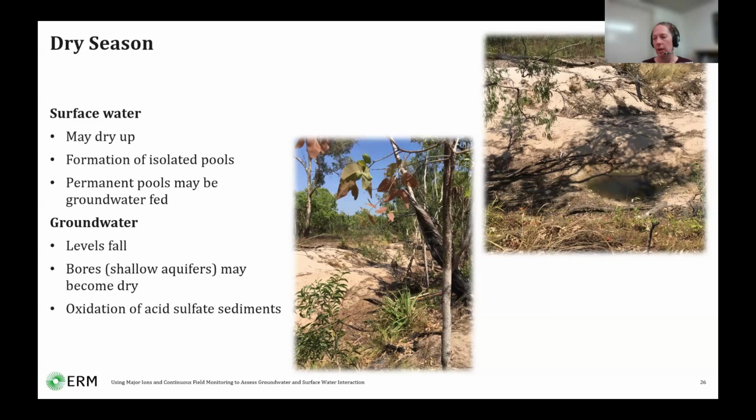And the lower groundwater elevations and the drying surface water features might result in oxidation of acid sulfate sediments, leading to buildup of metals, acids, and salts in the subsurface, again, ready to be released in that first flush in the next wet season.